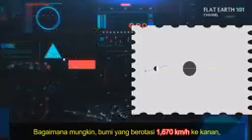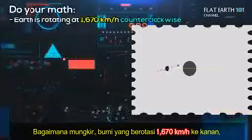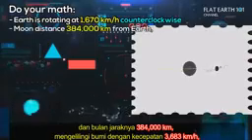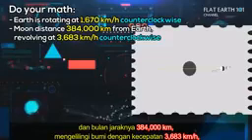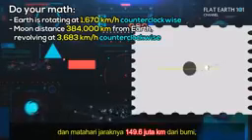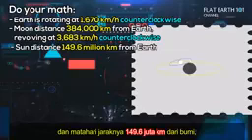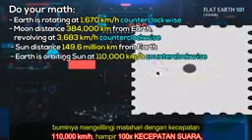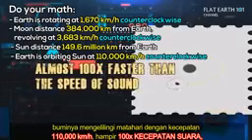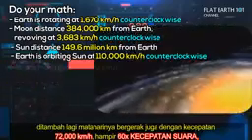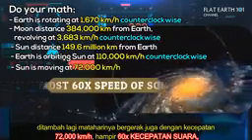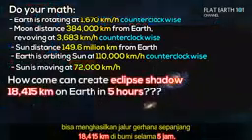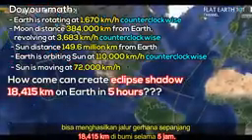How come the Earth that's rotating 1,670 kilometers per hour to your right, and the Moon 384,000 kilometers away orbiting the Earth at 3,683 kilometers per hour, and the Sun 149.6 million kilometers from the Earth, while the Earth is orbiting the Sun at 110,000 kilometers per hour, almost 100 times faster than the speed of sound, plus the Sun is also moving at 72,000 kilometers per hour, almost 60 times faster than the speed of sound, can create an eclipse shadow 18,415 kilometers on Earth within 5 hours.